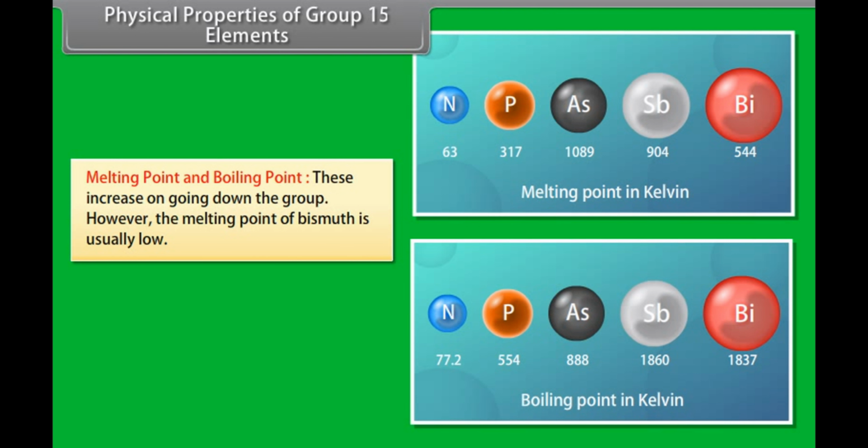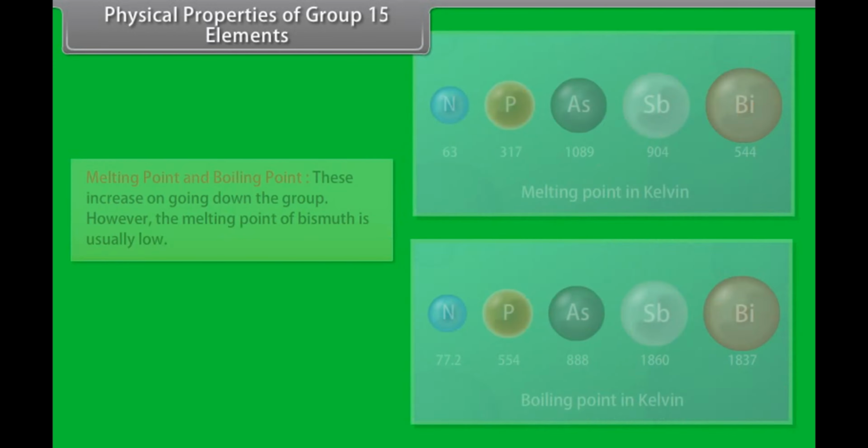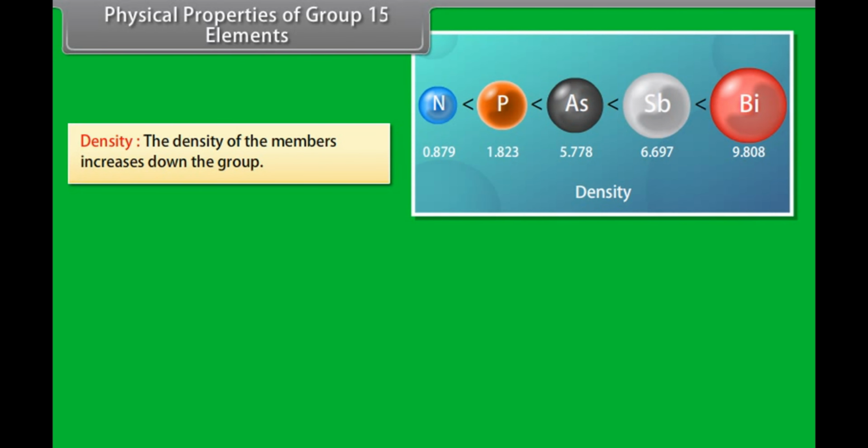However, the melting point of bismuth is unusually low. This may be due to the greater tendency of bismuth to form 3 rather than 5 covalent bonds. Thus, there are weak forces of attraction between their atoms in the solid state, responsible for its low melting point. Density. The density of the members increases down the group.